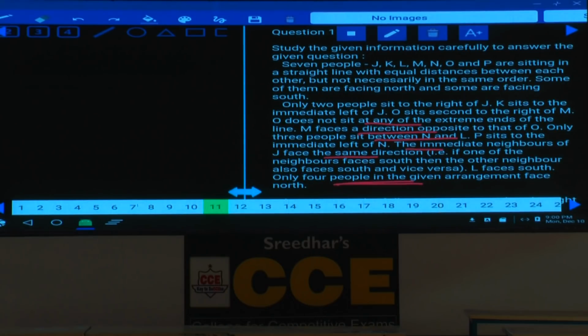Clear now? Yes, what is the final arrangement here? The final arrangement is P, next one N, J, K, O, L and M. Then what is the direction here? Now, P is facing towards north, N is also facing towards north, J is south and K is towards north and O is towards north and L is towards south and M is also towards south. 4 persons north and 3 persons facing towards south.